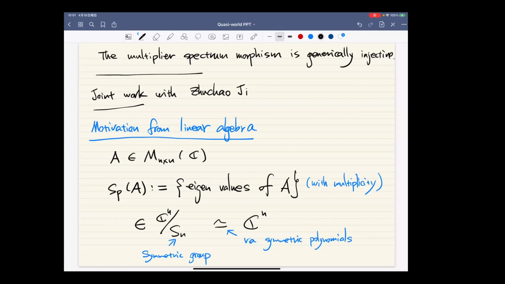This talk is a joint work with Zhu Chaoji. And maybe we first mention the motivation of this talk.